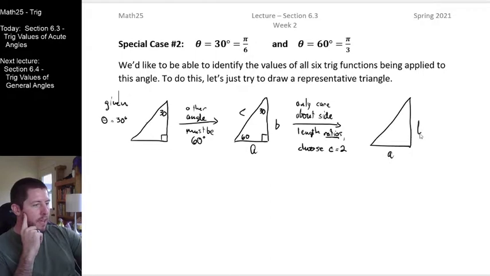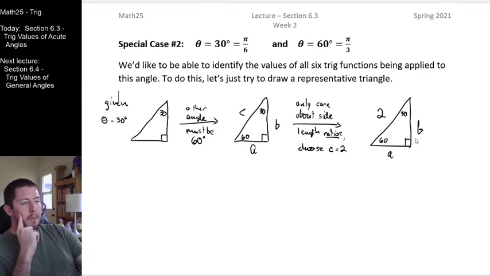So all I'm doing is getting to here so far. I still have my A, still have my B, but I'm going to call C 2. This is my larger angle, so it's 60, the smaller angle is 30, and there's a right angle right there. So now what I'm going to do to help myself figure out the stuff that we've got going on right here is mirror this over itself.